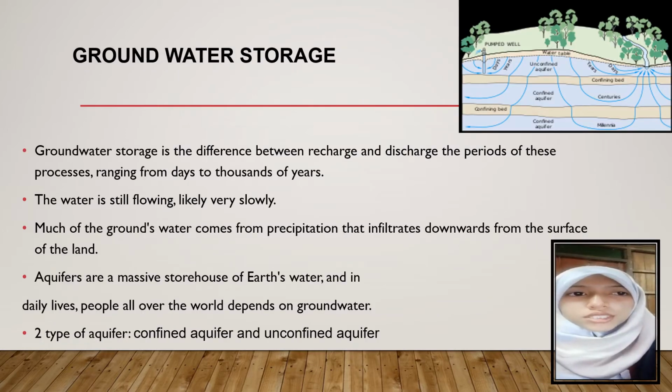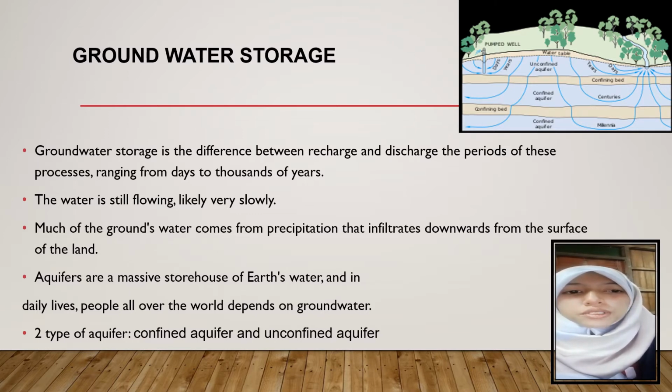Groundwater storage is the difference between recharge and discharge. The period of this process ranges from 1 day to thousands of years. The water is still flowing, likely very slowly. Much of the groundwater comes from precipitation that infiltrates downward from the surface of the land. Aquifers are massive storehouses of the earth's water. In daily life, people all over the world depend on groundwater.